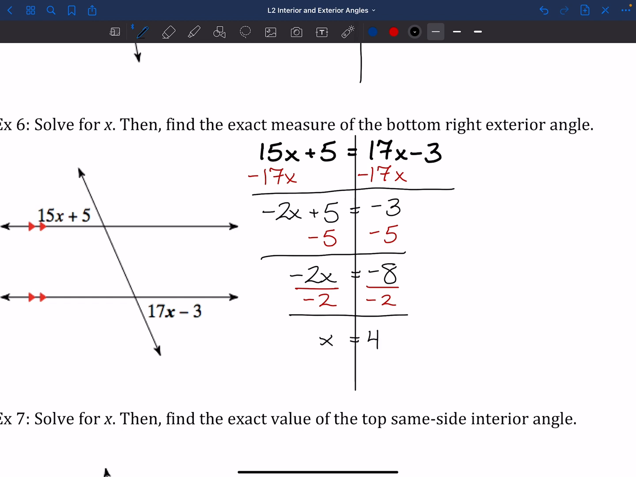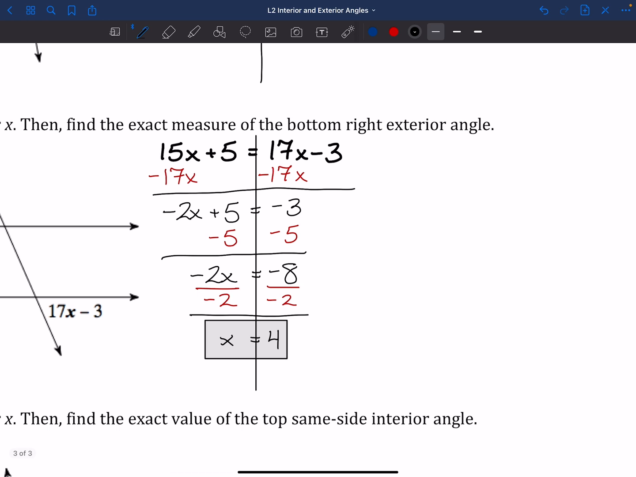All right, so now that I know that x is 4, what I'm going to do is just plug that back in, figure out what that bottom right angle is. 17x minus 3. So I'm going to do 17x, which is now 4, minus 3. 17 times 4 should hopefully give us 68. And 68 minus 3 is 65 degrees. And that's what we're trying to get to.